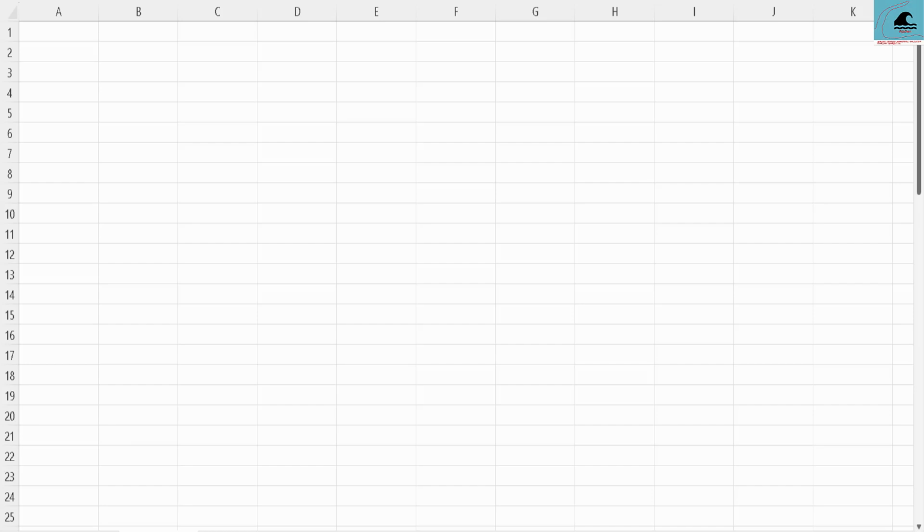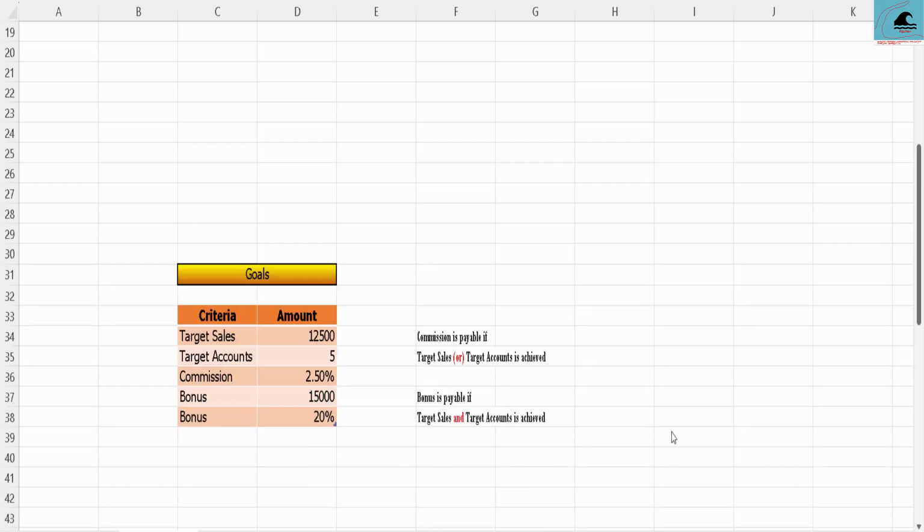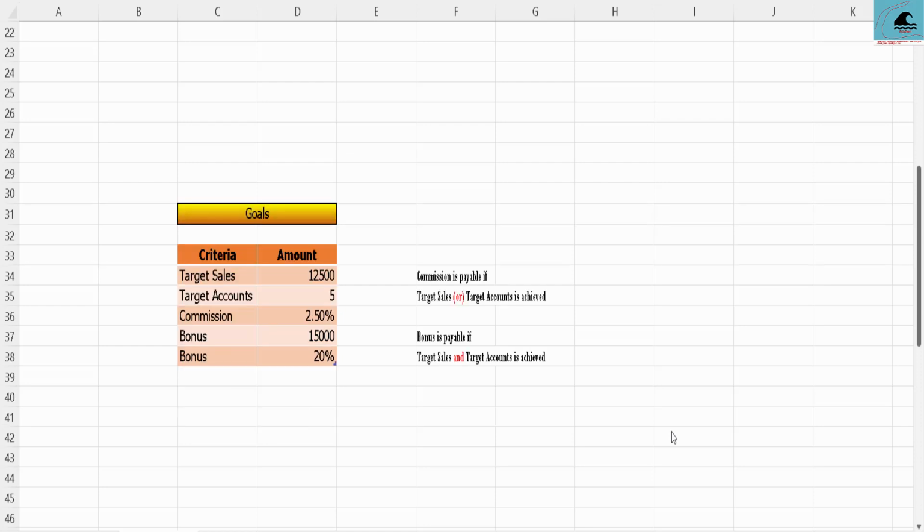So let's dive in. We shall consider a situation in which we need to create a formula to determine whether commission and bonus is payable to each of the salespersons given below. If yes, how much is the commission and bonus payable to each one of them, and in total how much commission and bonus is payable. This is a question we need to answer. So we need to create the formula using AND, OR and IF function. For total we can use the SUMPRODUCT function.